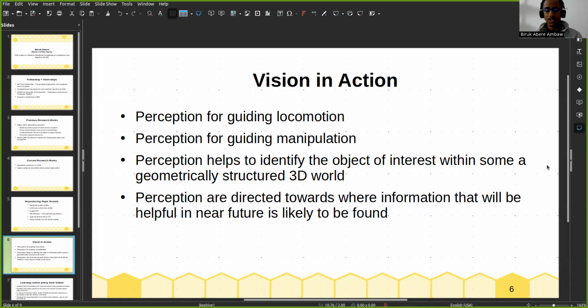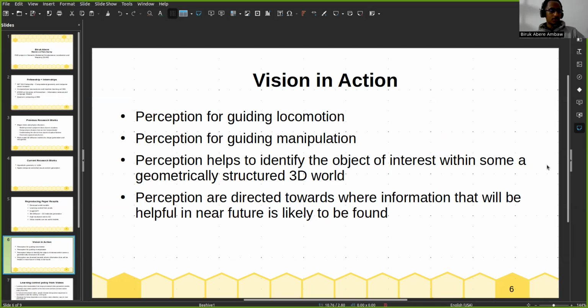I'm so interested in perception because perception guides locomotion, it guides movement, it guides us whenever we traverse the 3D world. So perception really helps us to manipulate things. Once we see something, we can manipulate it, right? Perception helps us identify the object of interest in some geometry called the 3D world, right? So I know where this water bottle is, so I can pick it up and then I can do some kind of manipulation.